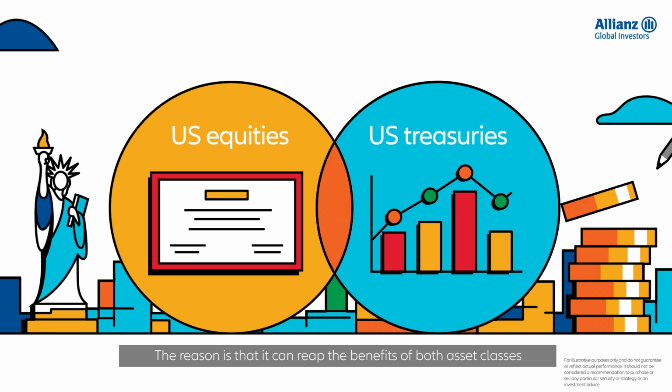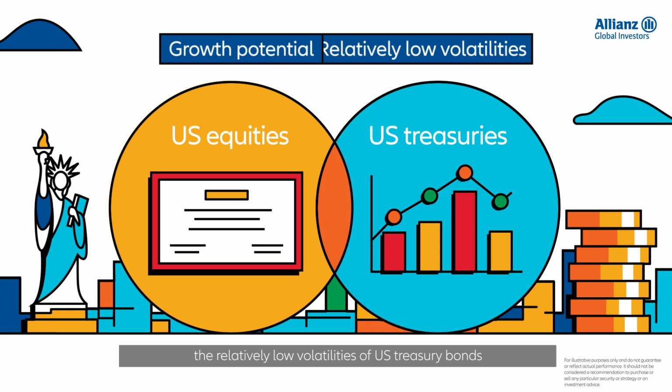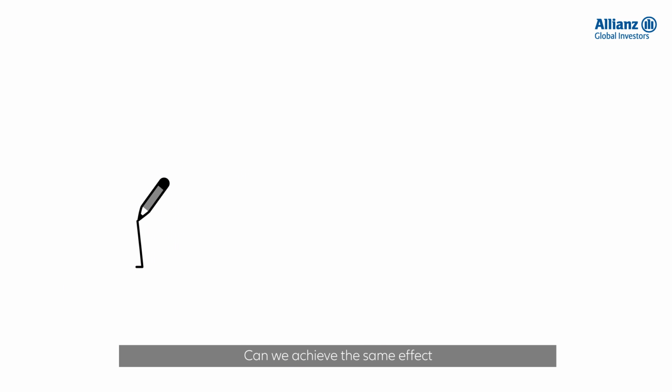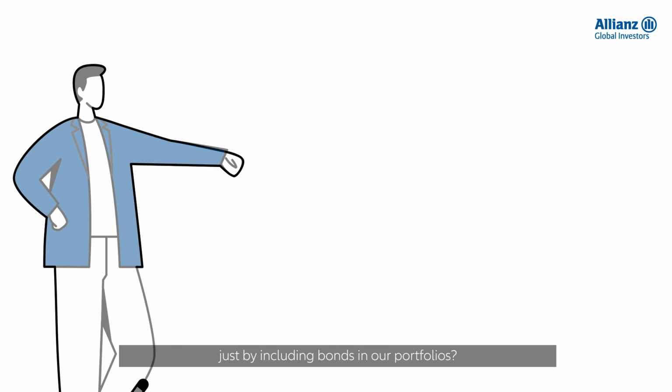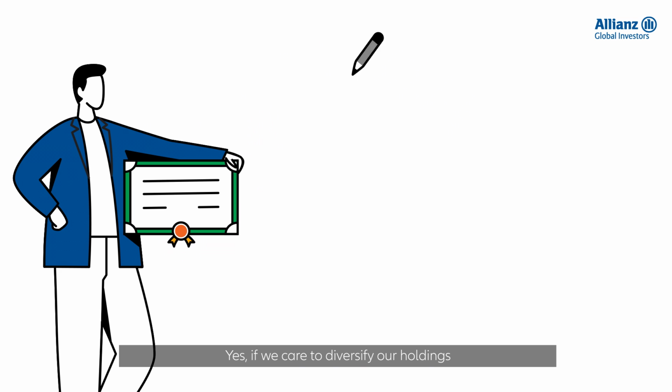The reason is that it can reap the benefits of both asset classes, meaning the growth potential of US stocks and the relatively low volatilities of US Treasury bonds. Can we achieve the same effect just by including bonds in our portfolios? Yes, if we care to diversify our holdings.